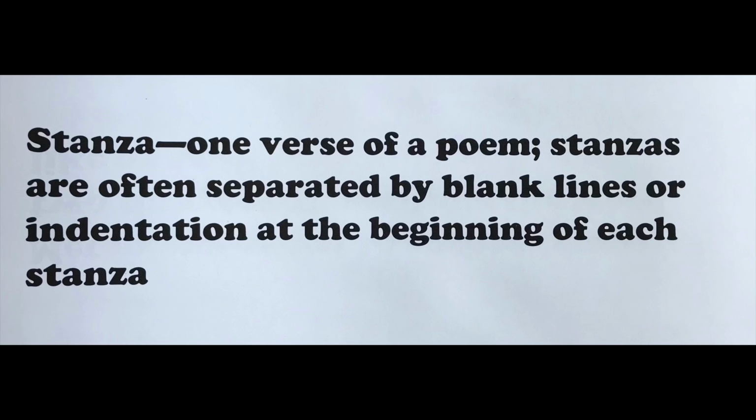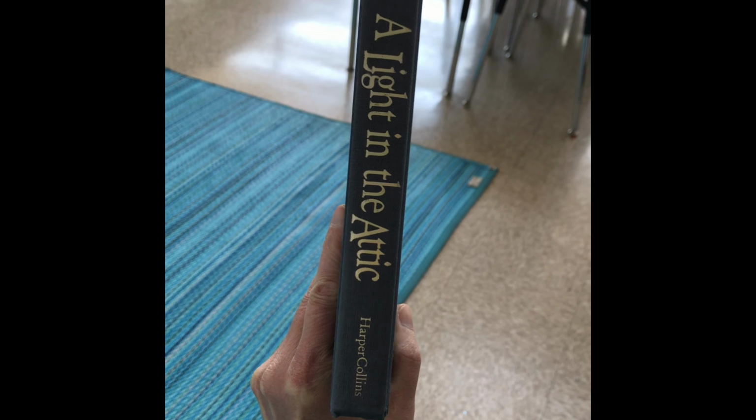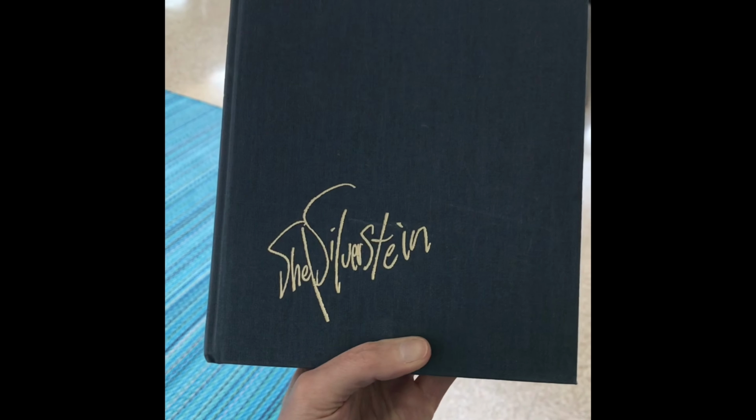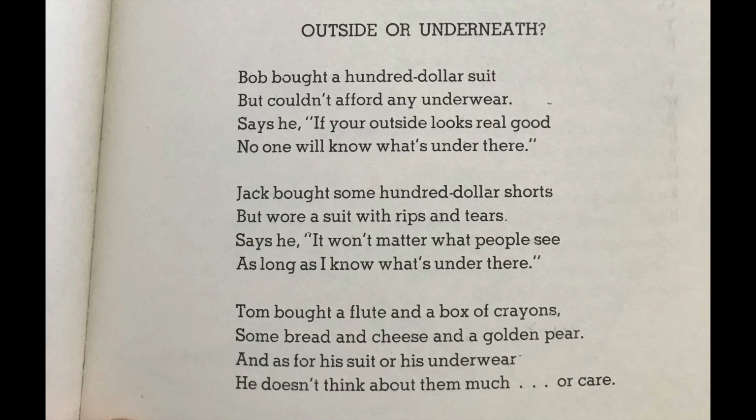The next word I'd like to review with you is stanza. A stanza is one verse of a poem. Stanzas are often separated by blank lines or indentation at the beginning of each stanza. I'm going to show you a poem from the book A Light in the Attic, written by Shel Silverstein, and I want you to tell me how many stanzas are there in the poem.